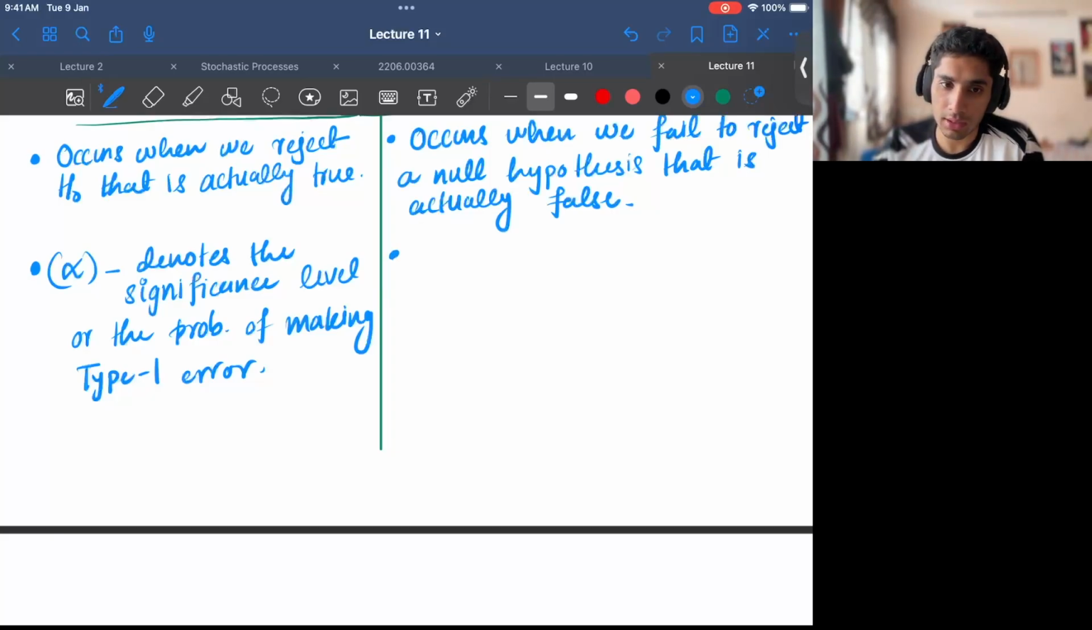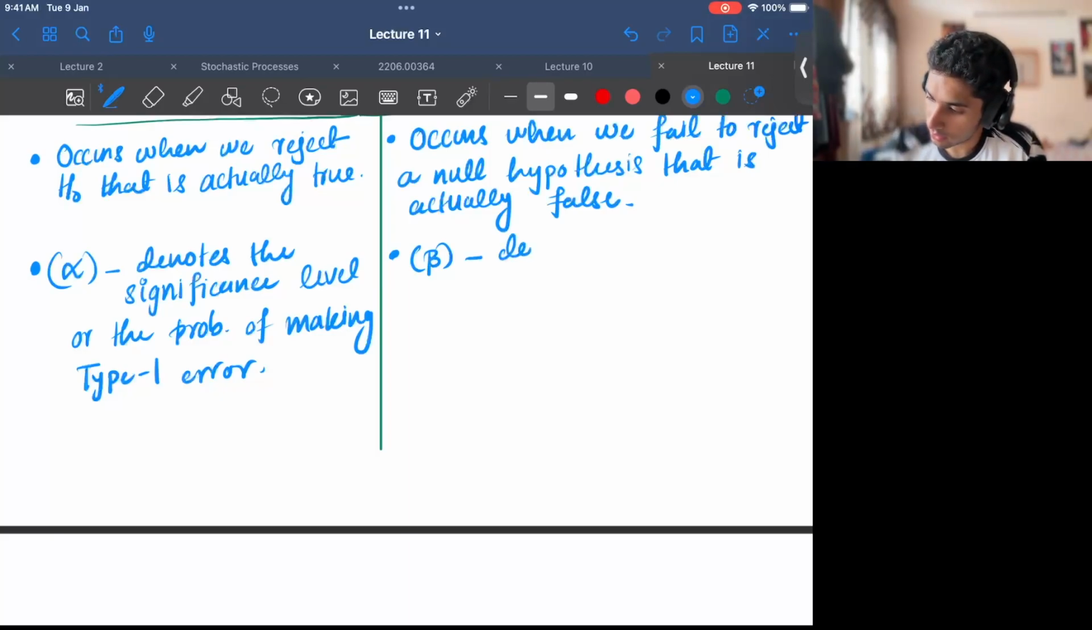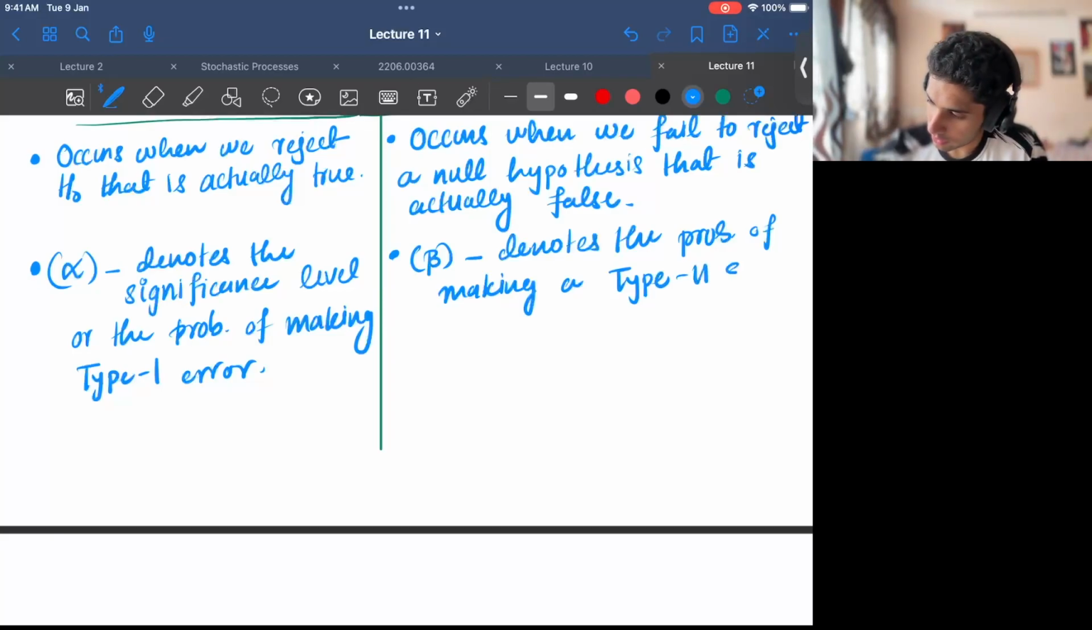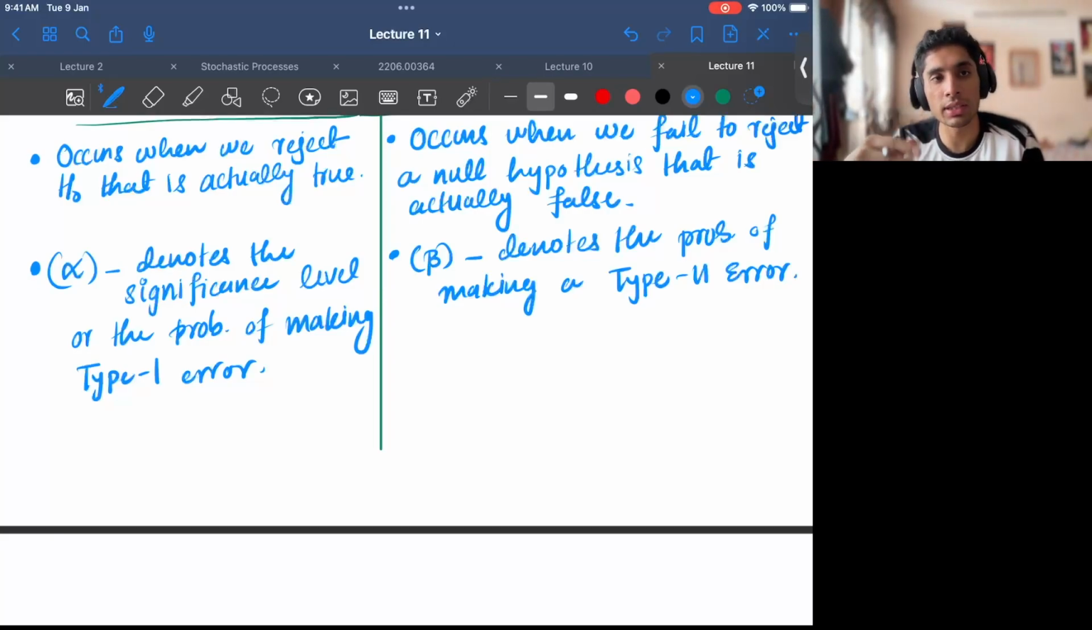Similarly, for type 2 errors, it is denoted by beta. Beta denotes the probability of making a type 2 error. So it is basically the probability of accepting the null hypothesis when actually it is false. In reality, it is false, right?